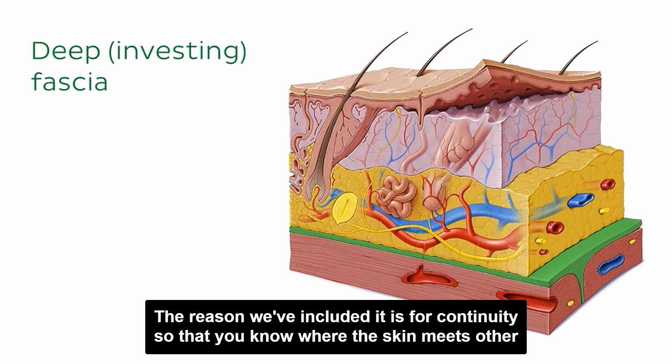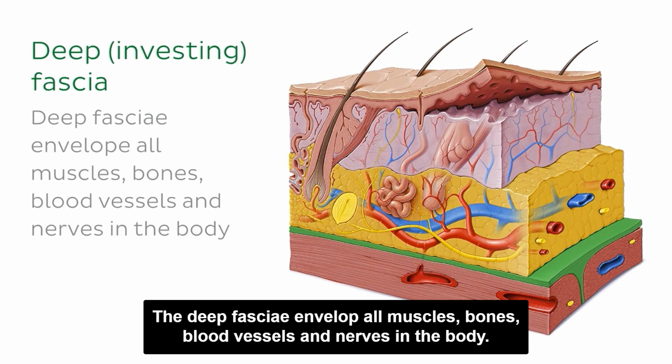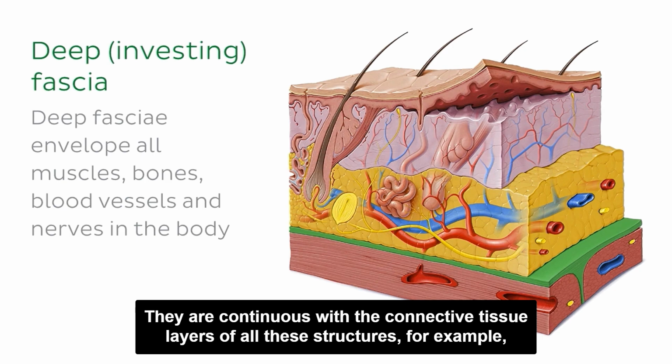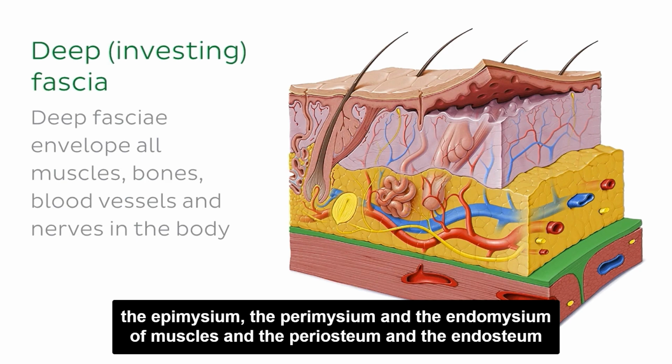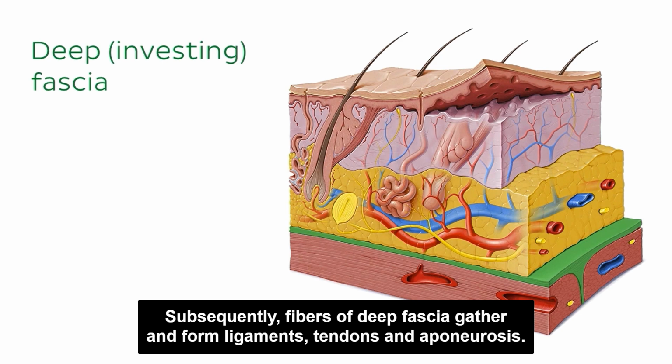The reason we've included it is for continuity, so that you know where the skin meets other tissues of the body. The deep fasciae envelope all muscles, bones, blood vessels, and nerves in the body. They are continuous with the connective tissue layers of all these structures. For example, the epimysium, the perimysium, and the endomysium of muscles, and the periosteum and the endosteum of bone. Subsequently, fibers of deep fascia gather and form ligaments, tendons, and aponeuroses.